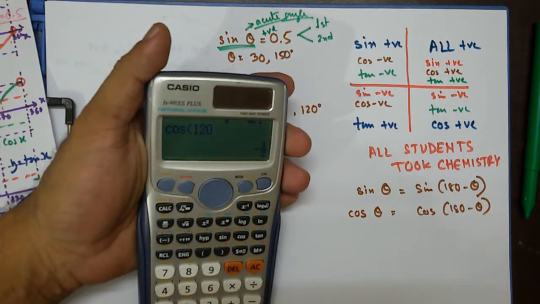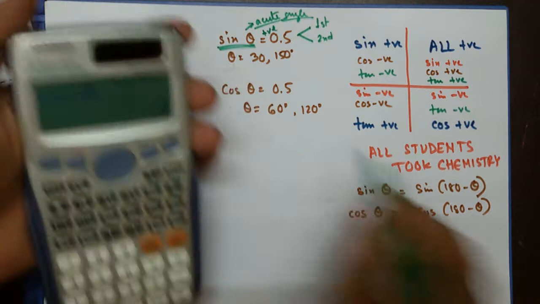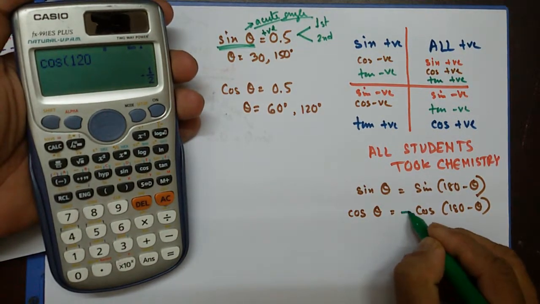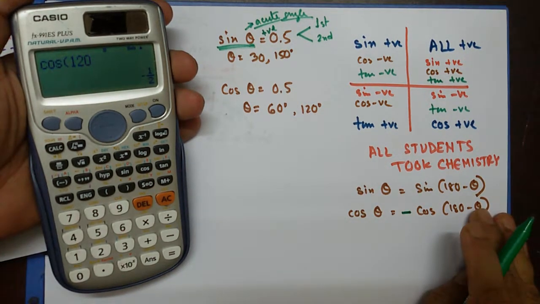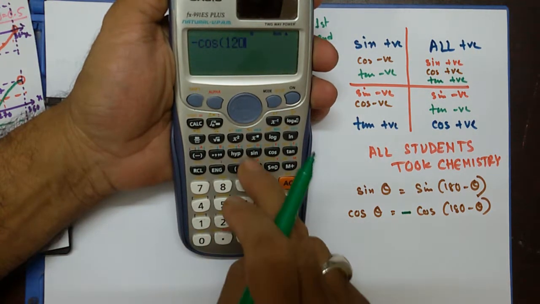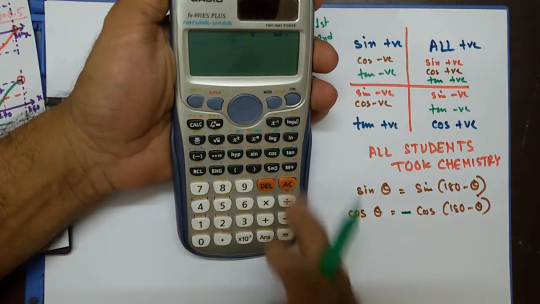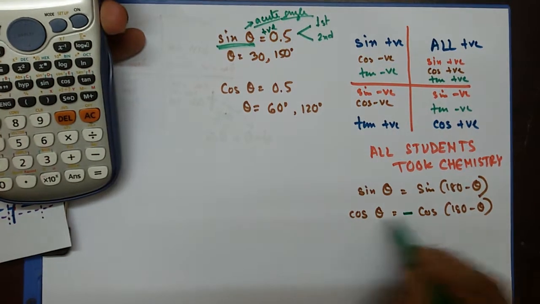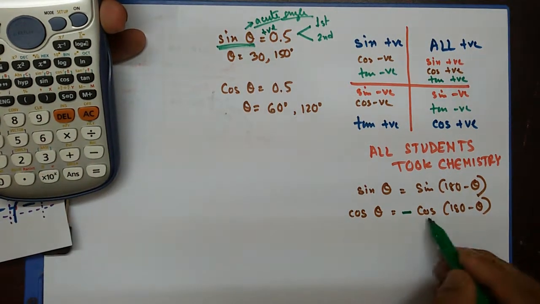Now we've got a problem, right? So what can we do to fix this problem? This whole thing is going to give me the same value, 0.5, with a negative sign. So as soon as I introduce a negative sign over here, then my equation's left-hand side and right-hand side are equal. Watch: negative cos 120. So negative cos of 180 minus 60, that's 120, is going to give me 0.5. So this is okay.